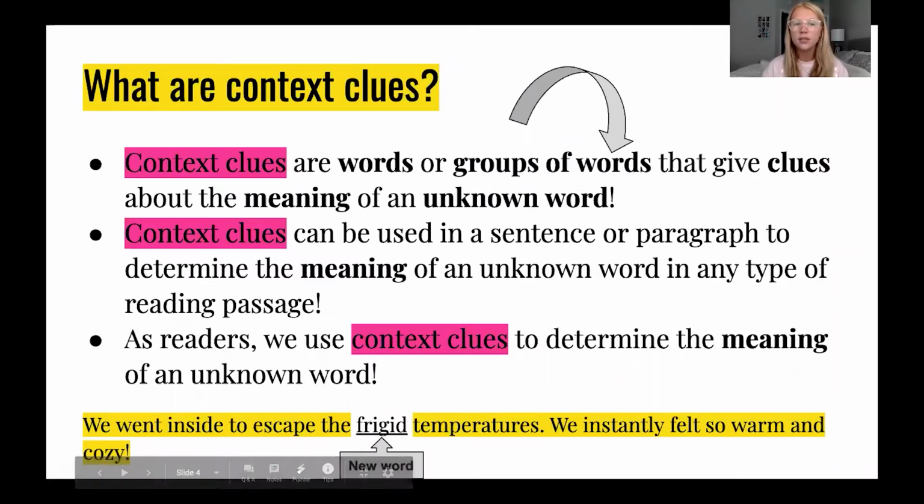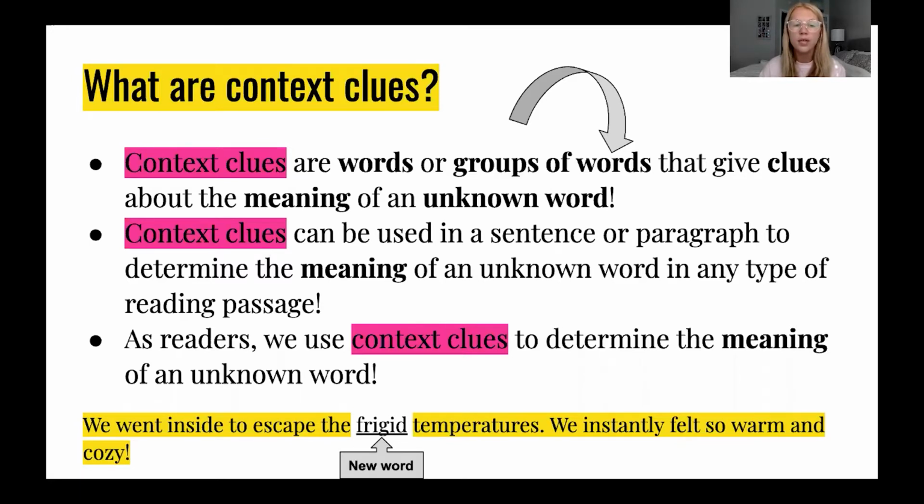So what are context clues? Context clues are words or groups of words that give clues about the meaning of an unknown word. Context clues can be used in a sentence or paragraph to determine the meaning of an unknown word in any type of reading passage. As readers, we use context clues to determine the meaning of an unknown word. So as strong readers, we should be able to use context clues within a reading passage or within a sentence to help us identify words that we might not know. So if you're reading a sentence and you don't know one of the words, you could use context clues in the sentence or within the text to help you identify that word and help you have a better understanding of that word and what exactly that word means.